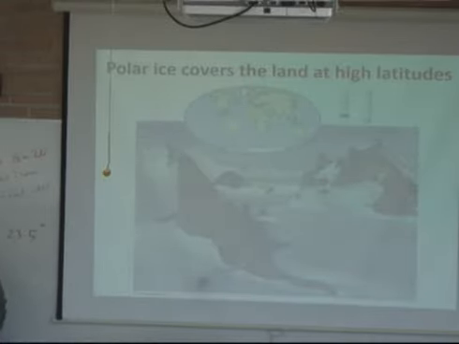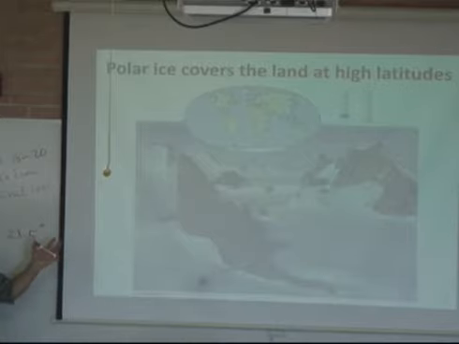So that shows that the polar biome covers the land at high altitudes. It is present not only on the poles, but on higher mountains also. Higher mountains also have an ice biome, because they stay frozen pretty much the whole year round.